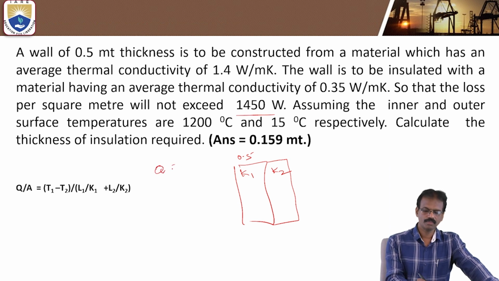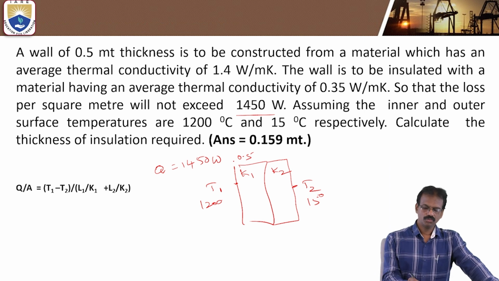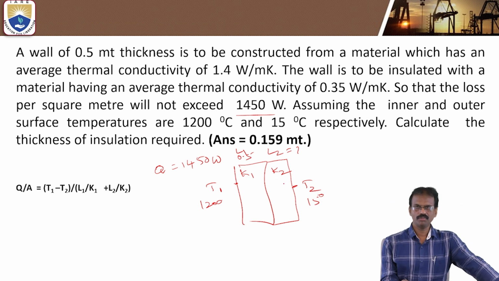Q is equal to 1450 watts, assuming the inner and outer surface temperature. Here temperature T1, here outer surface temperature T2. You can take, okay. So those temperatures are also given, 1200 and 15 degrees Celsius. So calculate the thickness of the insulation material. So L1 given, L2 how to find out. Okay. T1 given, T2 given, K1 given, K2 given.